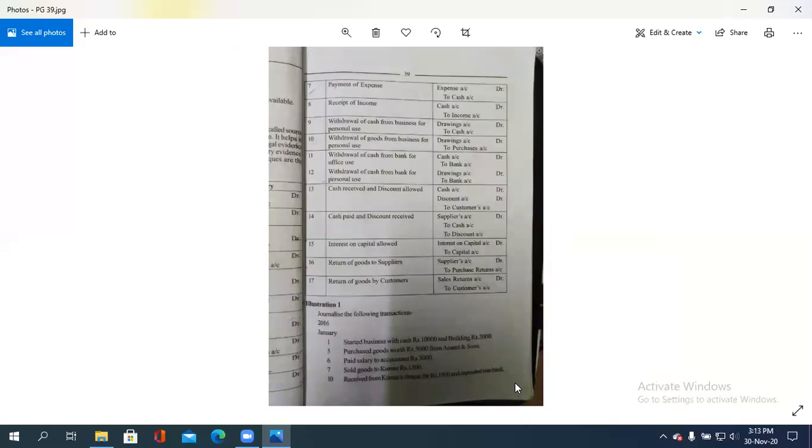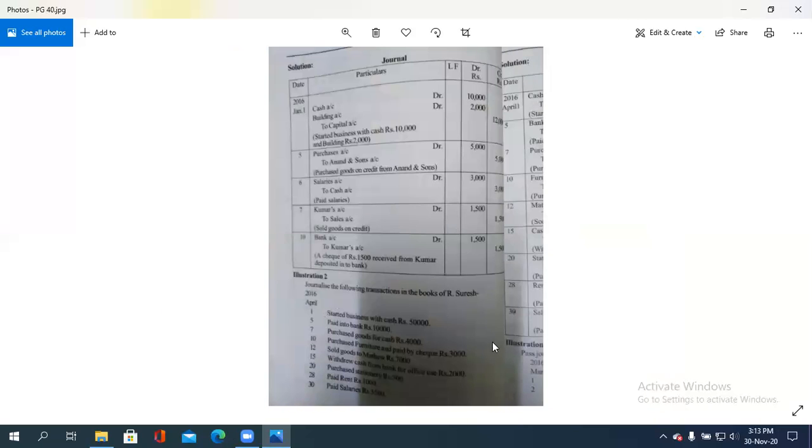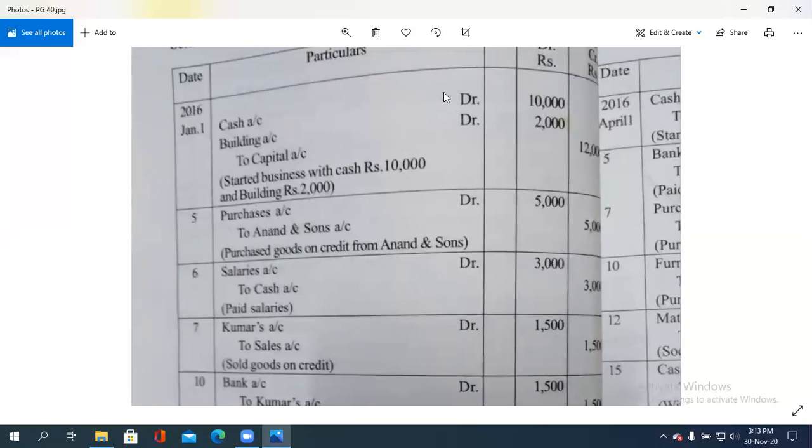See, cash account debit, building account debit to capital. So cash account debit 10,000, building account debit 2,000 to capital. See the narration: started business with cash rupees 10,000 and building rupees 2,000. Cash is coming into the business, building also is coming into the business. That is why debit what comes in. So that is why cash account debit, building account debit.